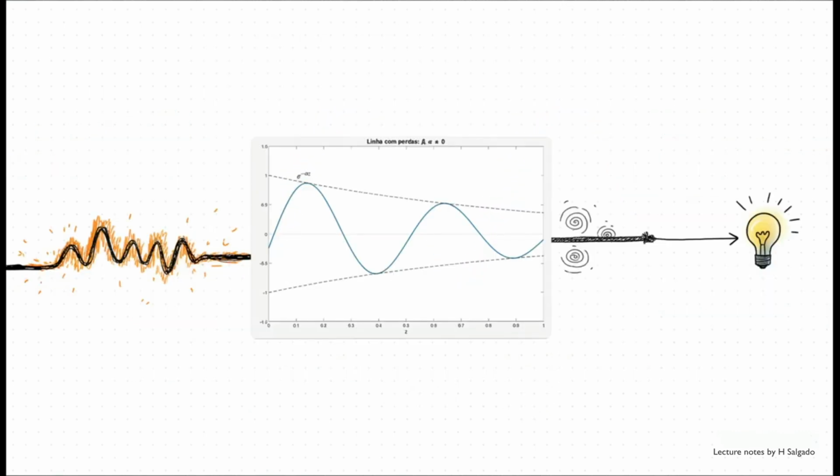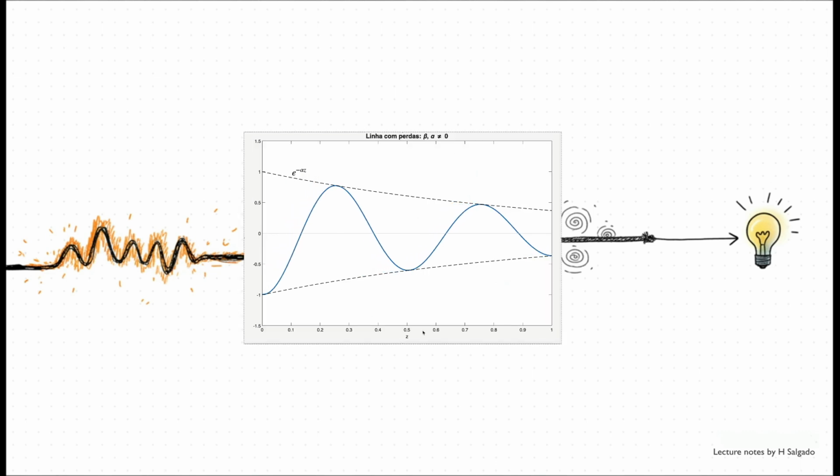And now, welcome to reality. This is a line with losses where alpha is greater than 0. The wave starts out nice and strong, but as it travels, its amplitude just shrinks, following this exponential decay. The signal gets weaker and weaker. This is exactly what happens in every real-world cable because of things like resistance.